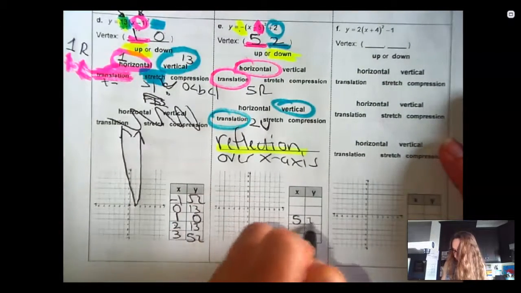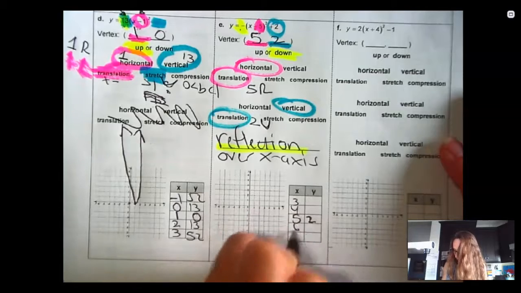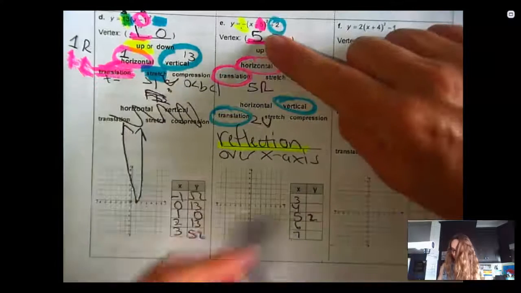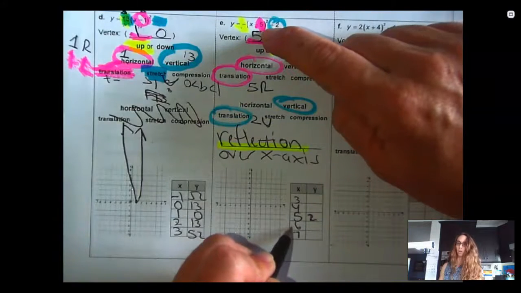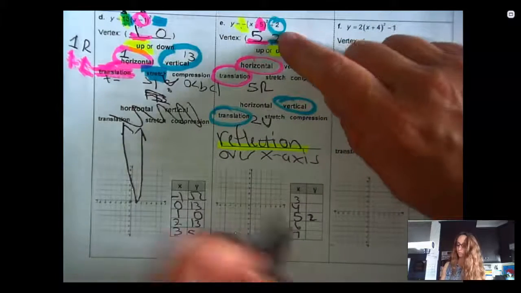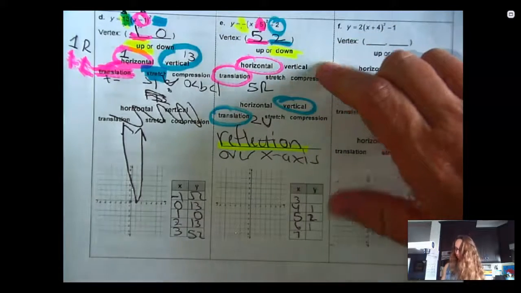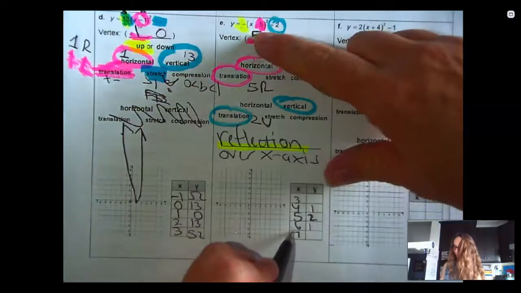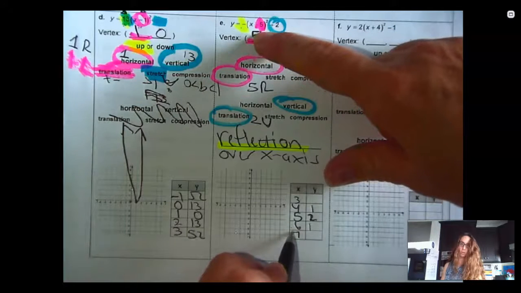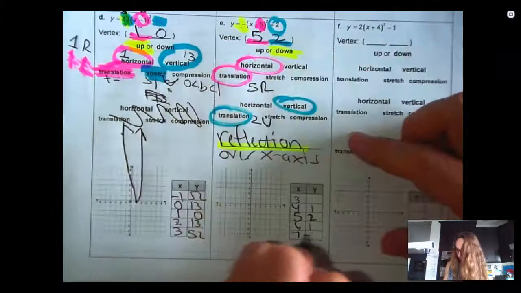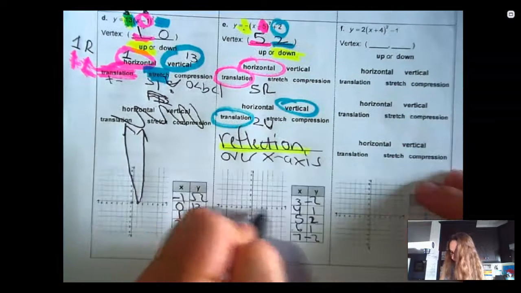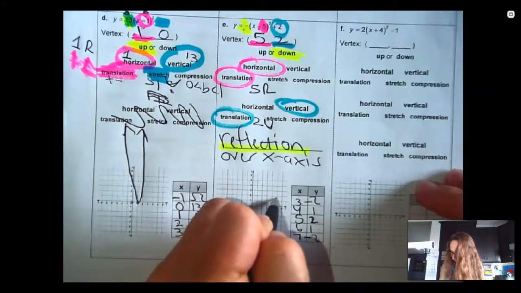So what's going to go in the center? 5, 2. Then 4, 3, 6, 7. I'm going to pick 6: 6 minus 5 is 1, squared is 1, -1 plus 2 is 1. 7: 7 minus 5 is 2, squared is 4, -4 plus 2 is -2. So 4, 1, 5, 2.